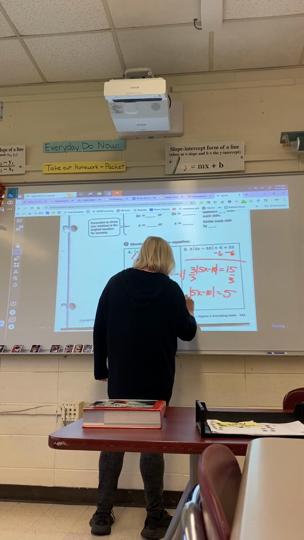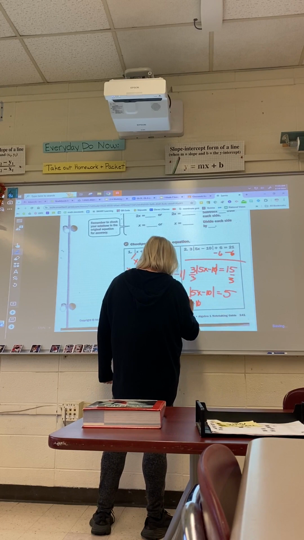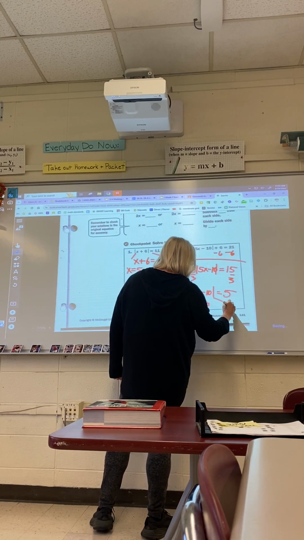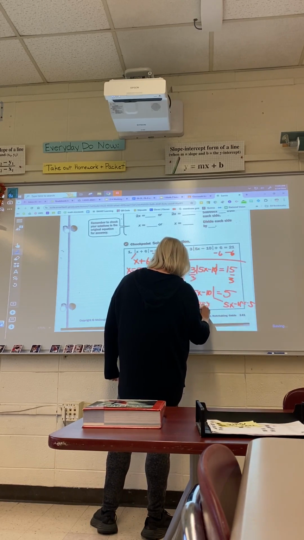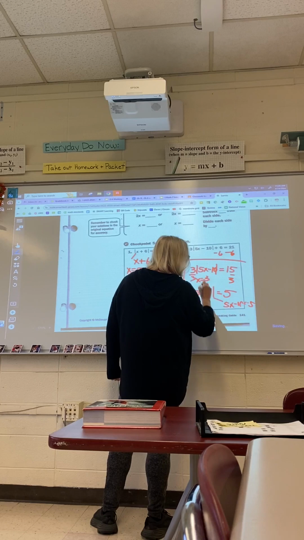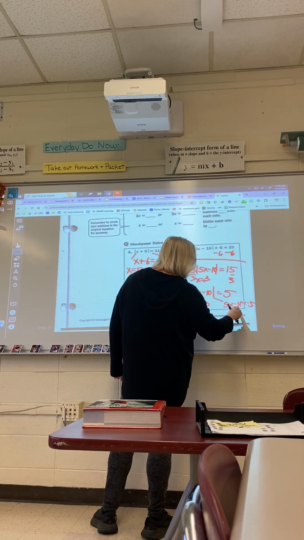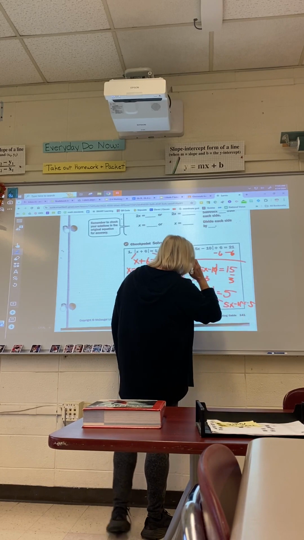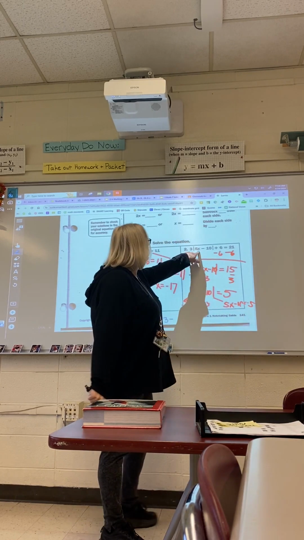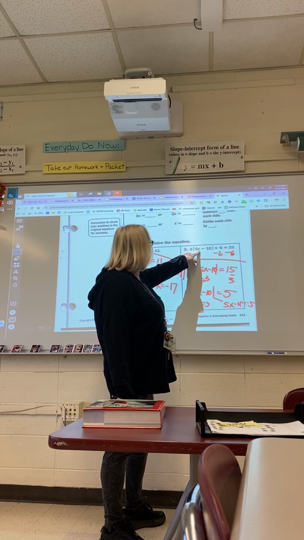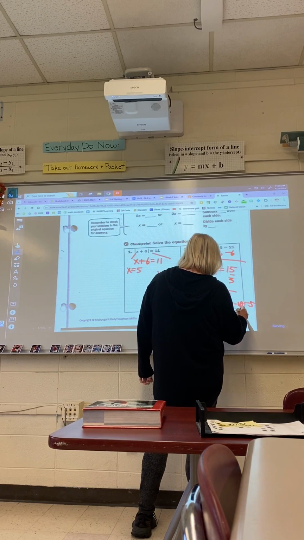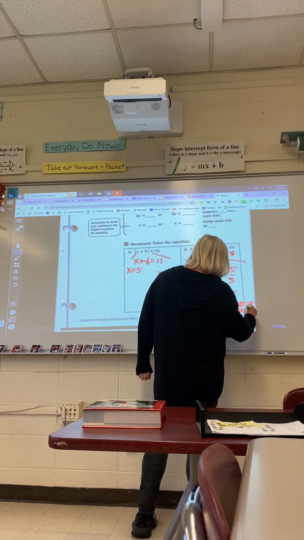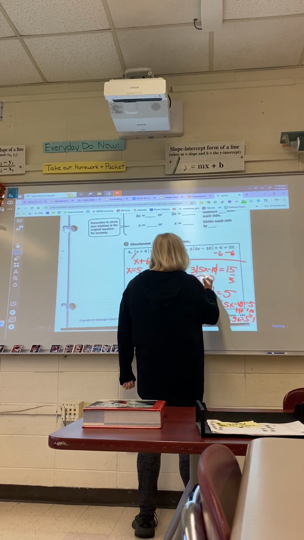So then either 5x minus 10 equals 5 or 5x minus 10 equals -5. 5x equals 15, x equals 3. If 5x minus 10 equals -5, if I add 10, I get 5x equals 5, x equals 1. So the answer is either 1 or 3.